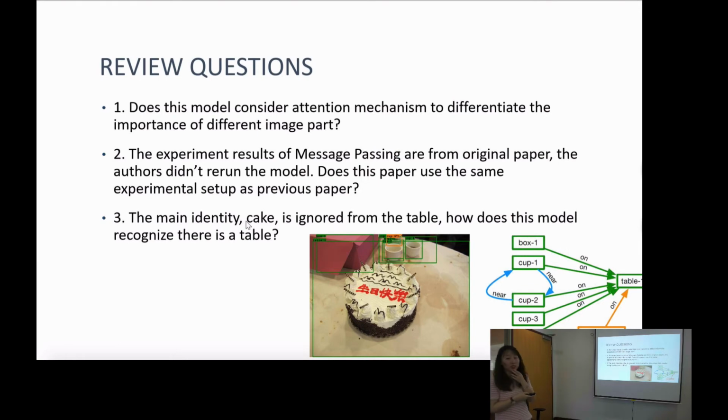But where is the box for the table? Is there a box for the table? Yeah, the pink one. Almost the whole image. No. The green one. Oh, I see. Okay. Yeah. Okay.